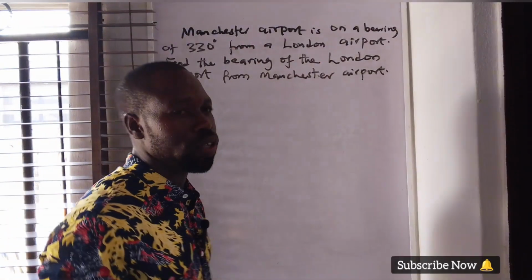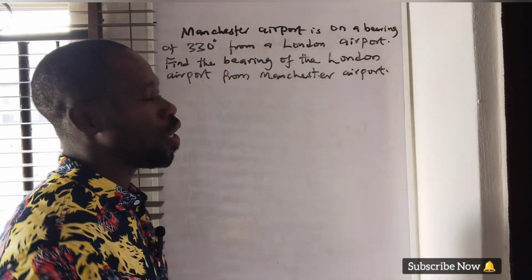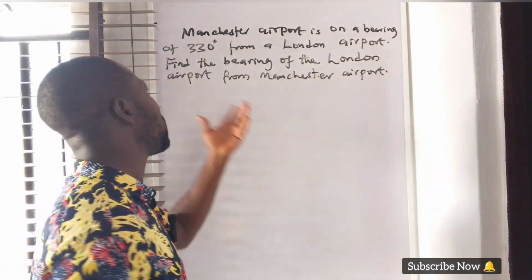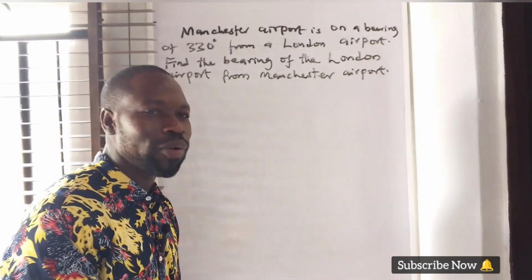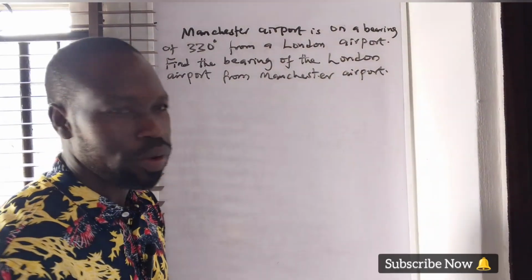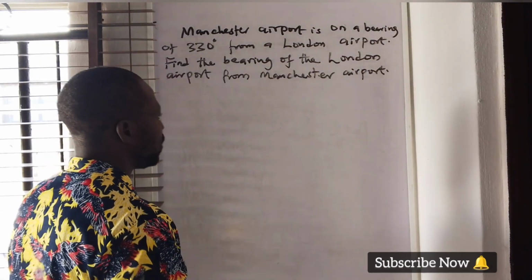Manchester Airport is on a bearing of 330 degrees from the London Airport. We have to find the bearing of the London Airport from Manchester Airport. First of all, 330 degrees.